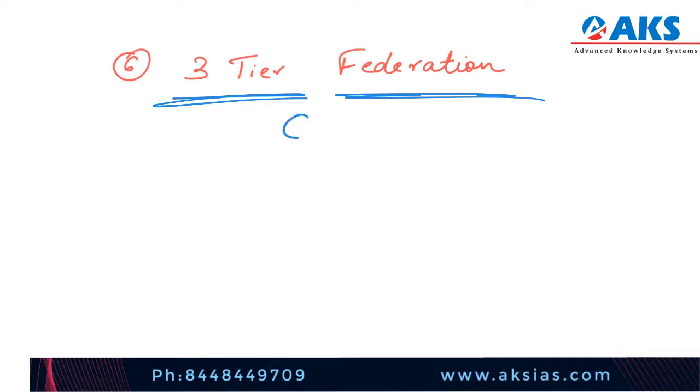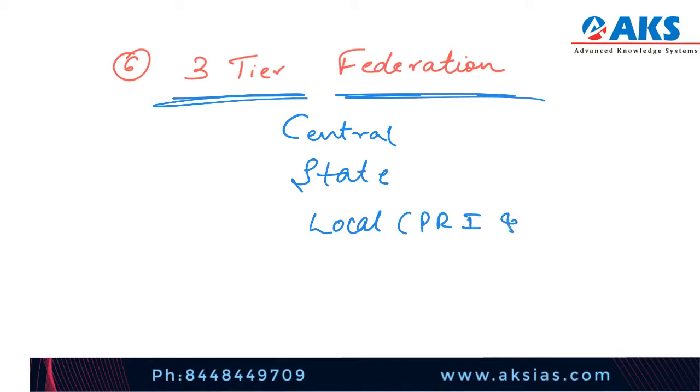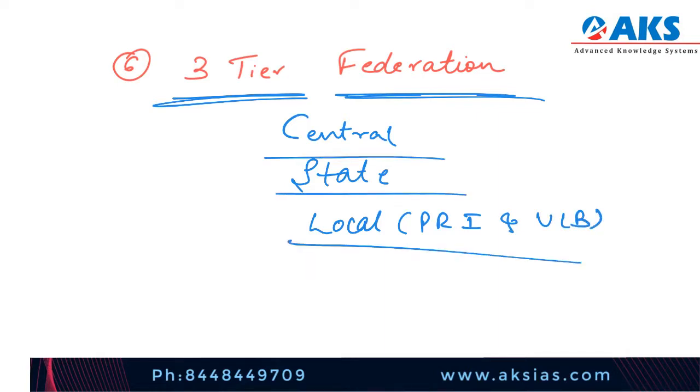That is, there is a central government, state government, and the local bodies, local governments like the PRIs, Panchayati Raj Institutions, and the urban local bodies. In this way, you can see there is usually a three-tier federation in India. However, in Fifth Schedule states, there is a four-tier federation because they have tribal advisory councils and district advisory councils.